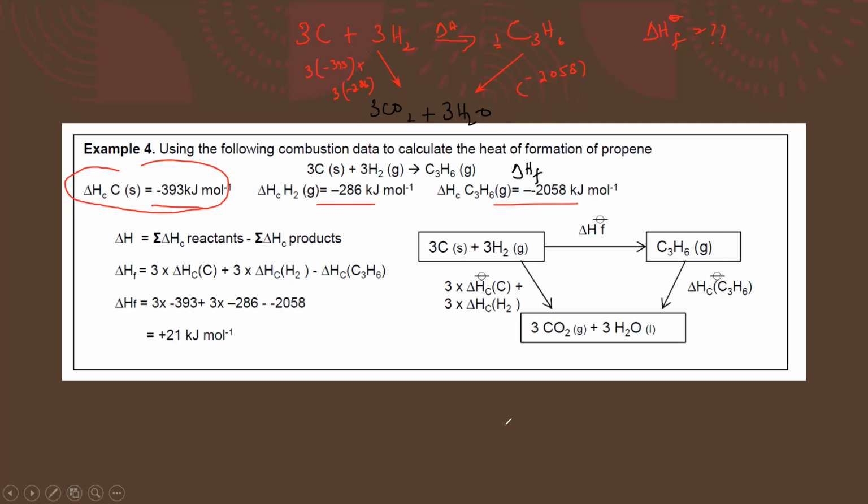So when we work it out using Hess's law, the overall energy change is independent of the route or the path. So this is the start of the cycle and this one is the end. So we can say delta H plus minus 2058 equals 3 multiplied by minus 393 plus 3 multiplied by minus 286. Then when we substitute the values, we get 21 kilojoule per mole. So to prepare 1 mole of propene, we need this much energy. Is this example clear? Any doubts?